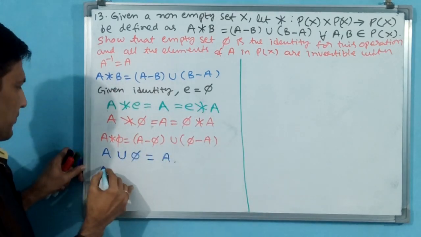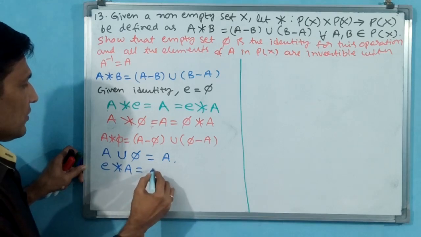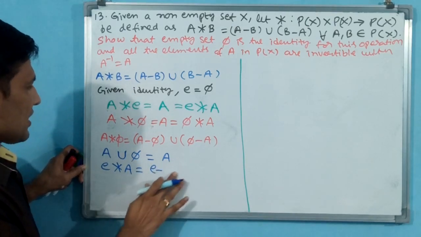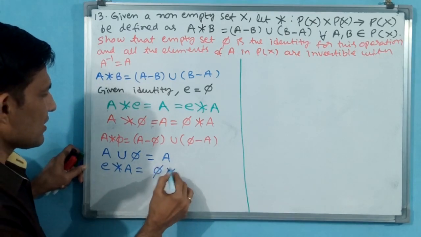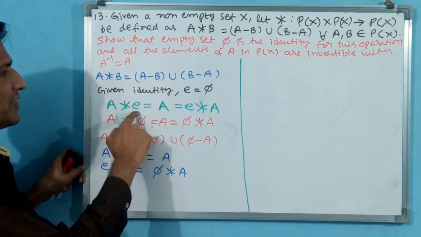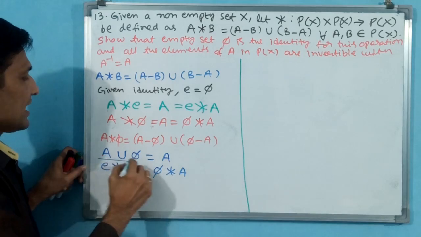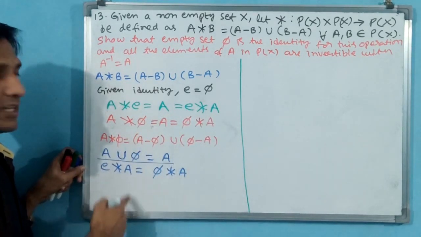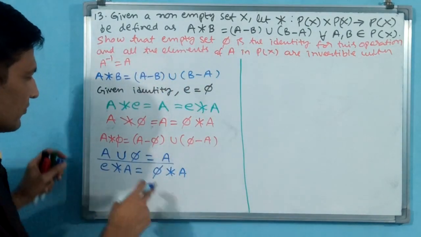E star A. E star A is equal to, sorry, E is 5. You write E star A is equal to 5 star A. But see, this was over: A star E is equal to A, we have shown A. Okay, you underline this. Now we are showing E star A is also A. If that shows, then 50% of your problem is going to be solved.